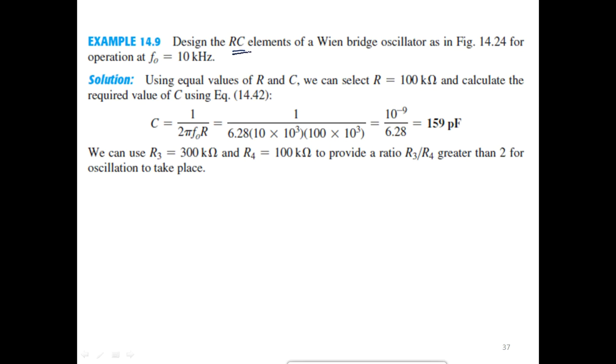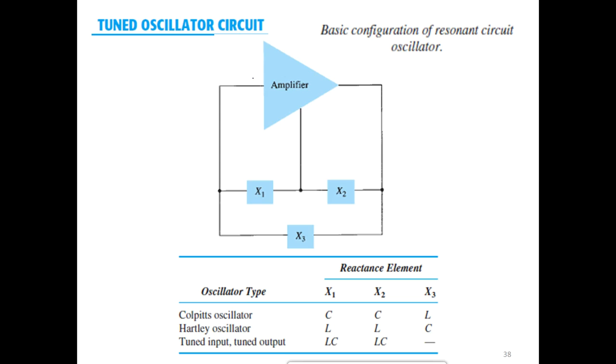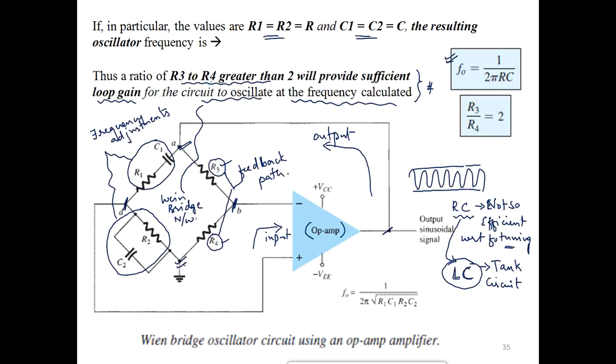The same thing, design the values of R and C elements. You will have to assume one value and then find out the other value, as simple as that. So try to go through this problem, and in the next class we'll discuss tuned oscillator circuits and also crystal oscillators. Fine, so any doubts, students, you can ask me.